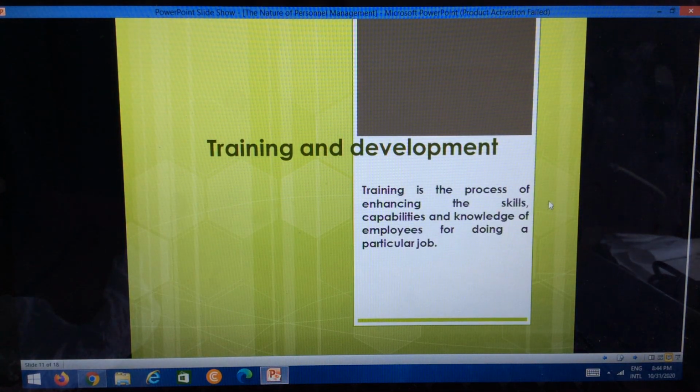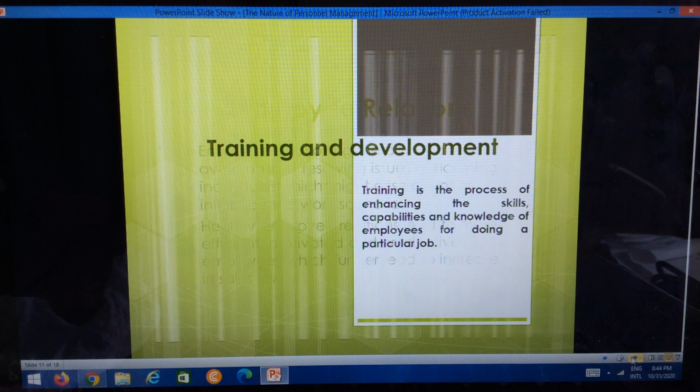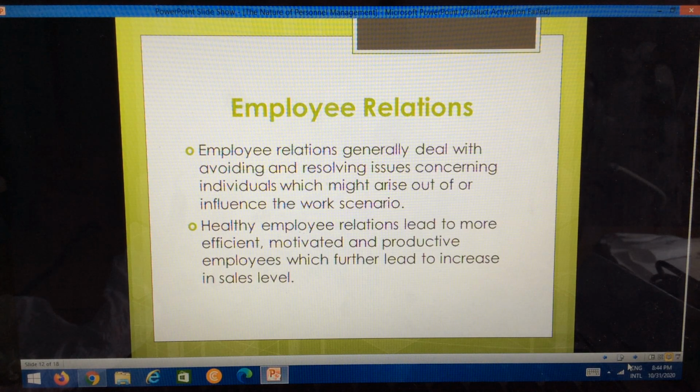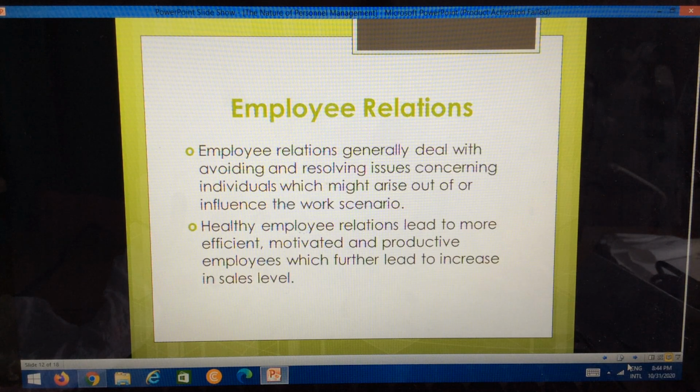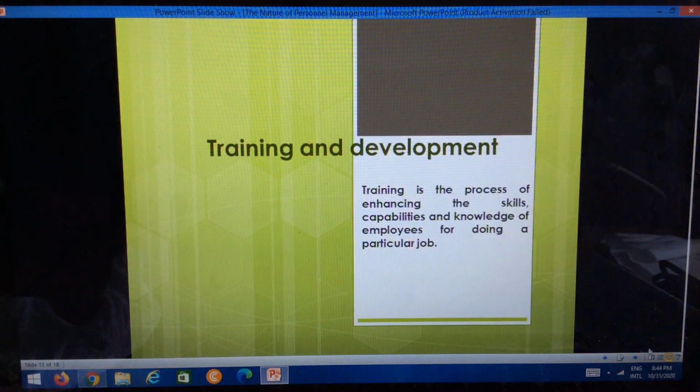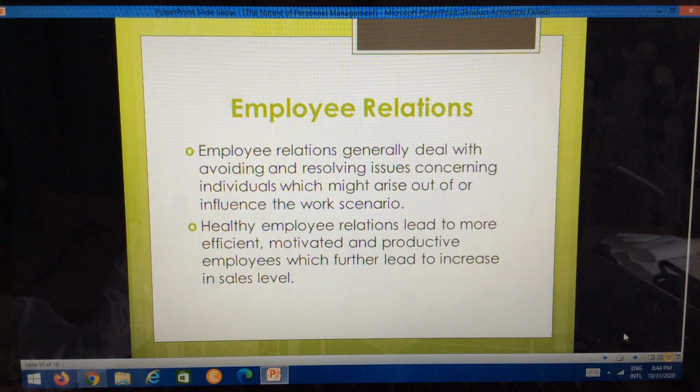Training and development. Training is the process of enhancing the skills, capabilities, and knowledge of employees for doing a particular job. The training process molds the thinking of employees and leads to quality performance of employees. It is continuous and never-ending in nature. Employee relations generally deal with avoiding and resolving issues concerning individuals which might arise out of the work scenario. Healthy employee relations lead to more efficient, motivated, and productive employees, which further leads to an increase in sales level.